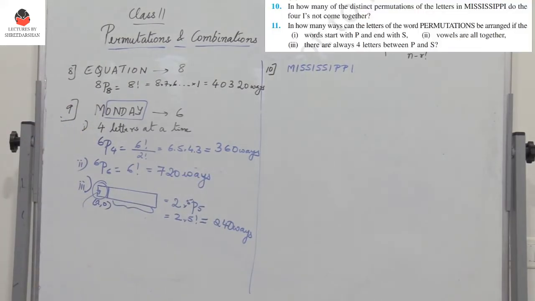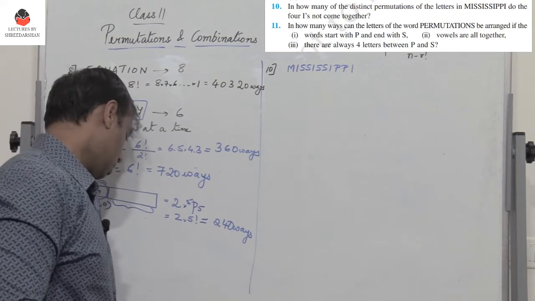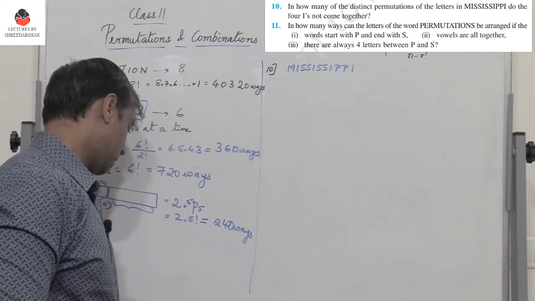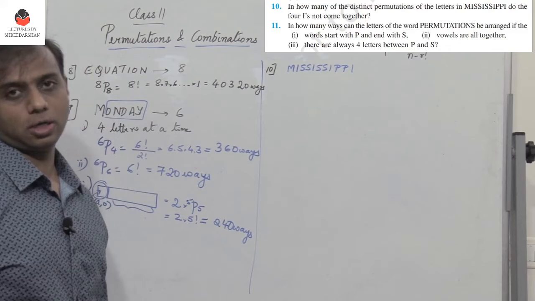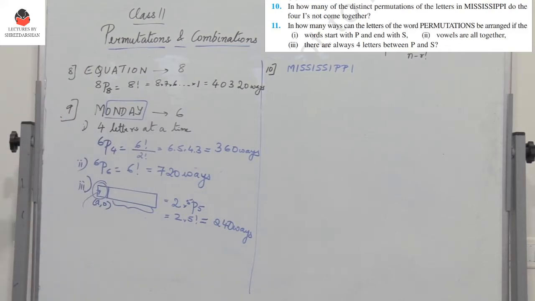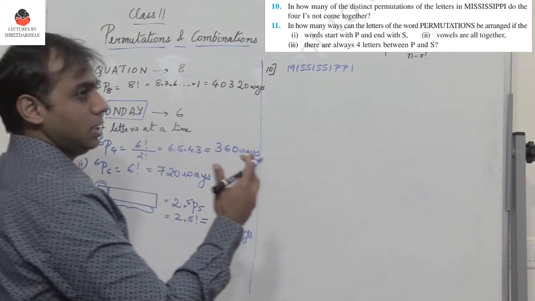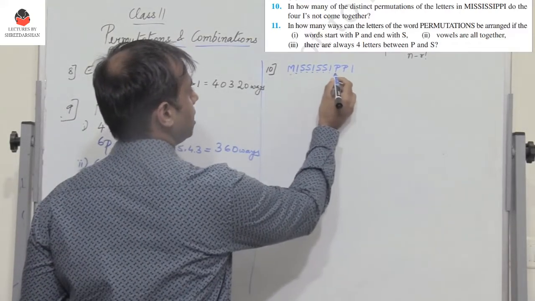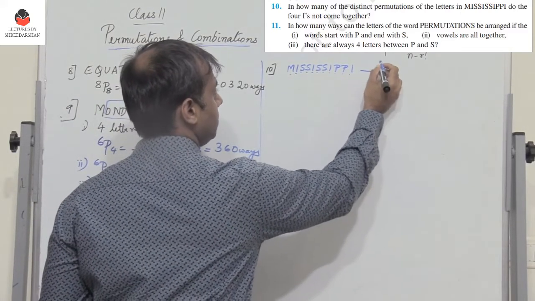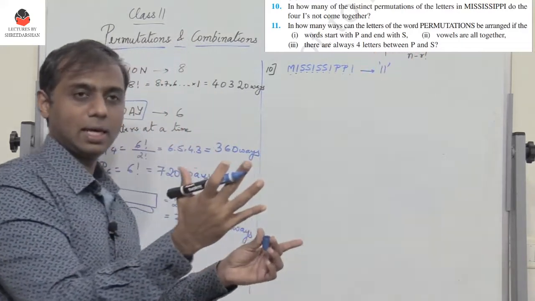10th one, in how many of the distinct permutations of the letters in Mississippi do the 4 I's not come together? So we have the word Mississippi. Now let's identify how many letters are there. 1, 2, 3, 4, 5, 6, 7, 8, 9, 10, 11. So there are 11 alphabets or 11 characters.